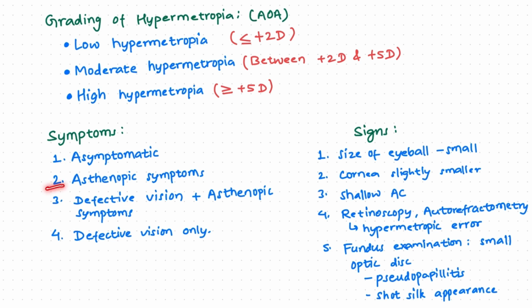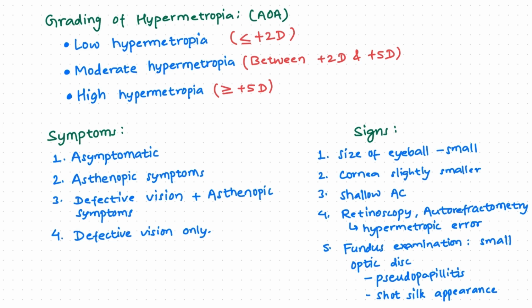Now the second one is asthenopic symptoms. Asthenopic symptoms means the symptoms which are because of sustained accommodative efforts, when there occurs tiredness of the eyes, headache, watering from eyes or mild photophobia. These are the asthenopic symptoms, and it occurs because of sustained accommodative effort to have a clear vision, right. Now the third symptom is defective vision with asthenopic symptoms.